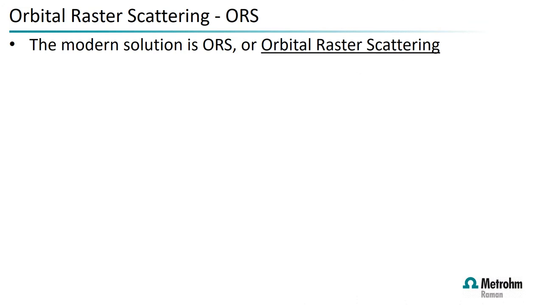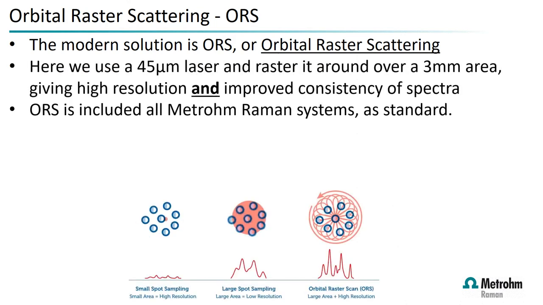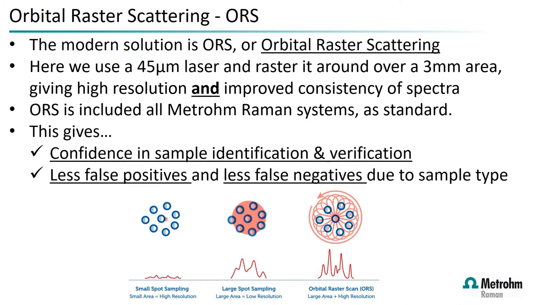The modern solution is using a technique called ORS, also known as orbital raster scanning. Here we're using a 45 micron laser and we're rastering it over a 3mm area. Effectively, we are moving the laser using a mirror and using our small spot size so we can ensure we're covering all of the particulates. This is included as standard on all Metrohm systems. The reason we do this is it provides confidence in sample identification and verification, so fewer false positives and fewer false negatives.